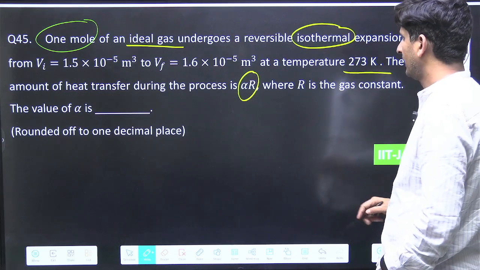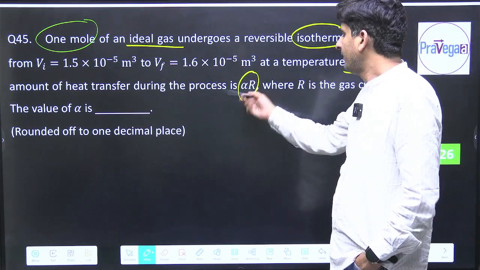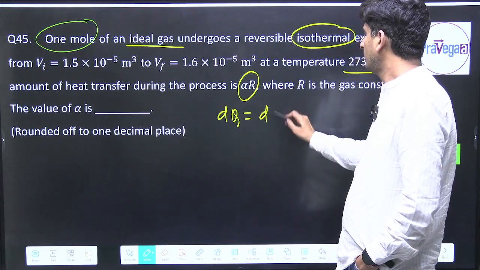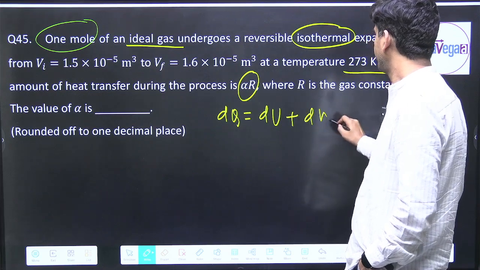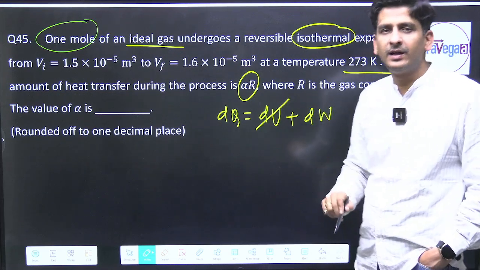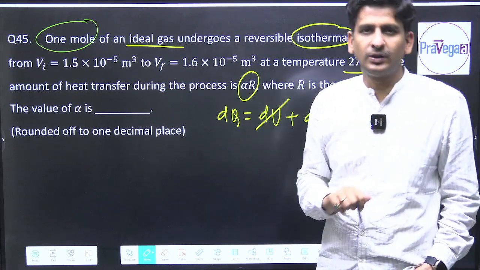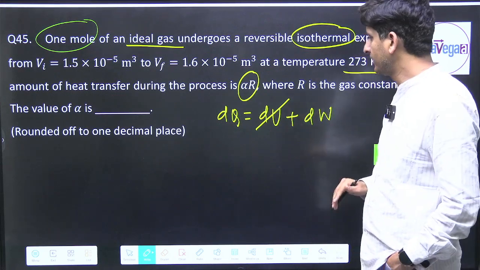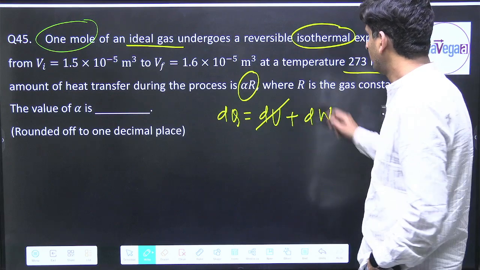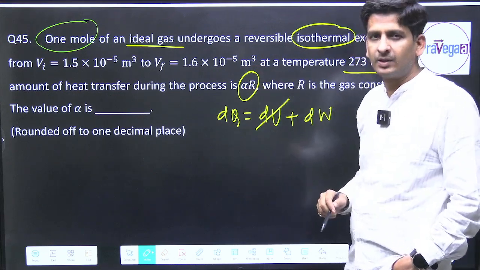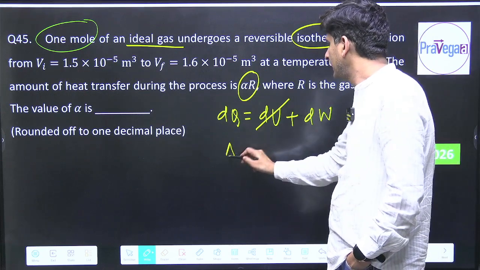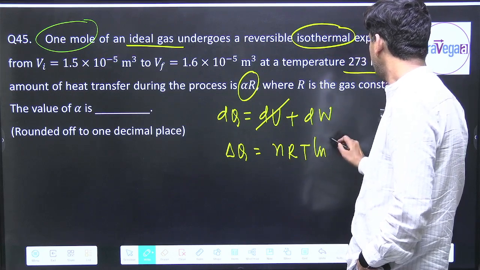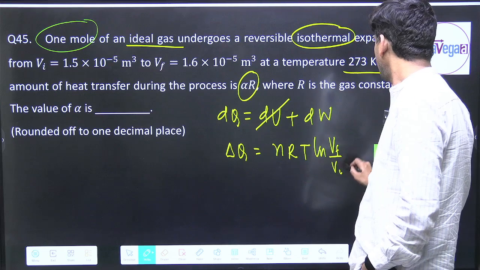alpha. So if I write the first law of thermodynamics, dq is equal to du plus dw, and there is no change in internal energy because it is an isothermal process and an ideal gas. So internal energy is only a function of temperature. So we know what happens in an isothermal process. So this heat will be equal to nRT ln V final by V initial.